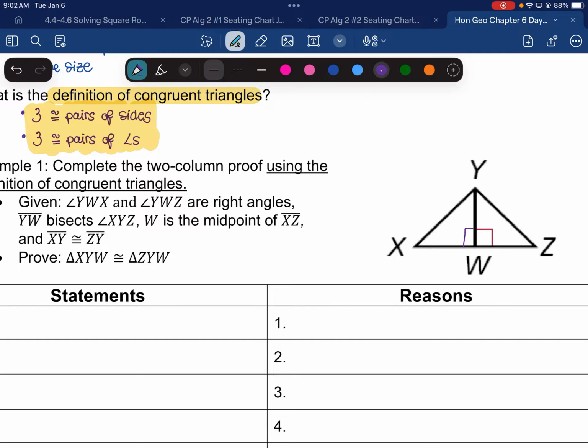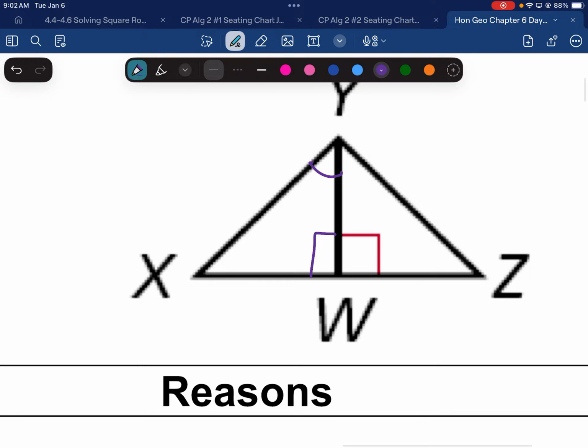Okay? So if a segment bisects an angle, that means that these 2 angles right here are also congruent. Why? Haven't used this one in a while either. What was the question that I asked you?